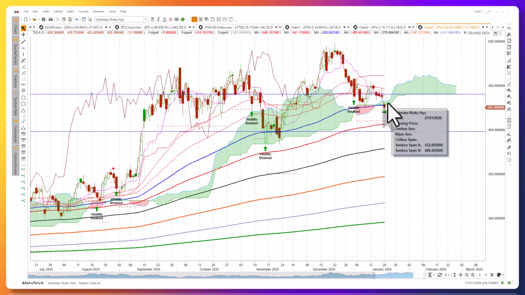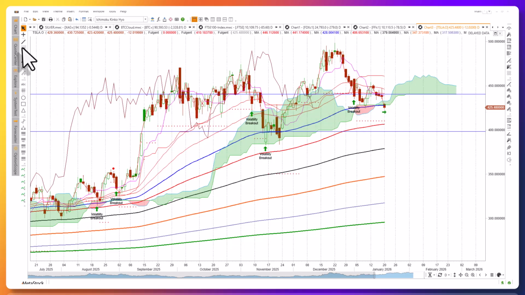We need to regain the support at the bottom of the cloud for the chart to remain bullish. Any price action below the cloud will change the Ichimoku cloud to a bearish outlook. So just be aware of that. We're at a critical juncture here in Tesla.